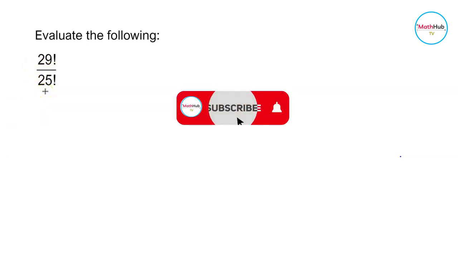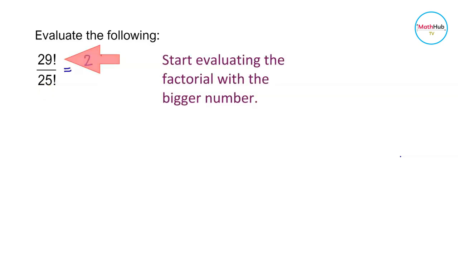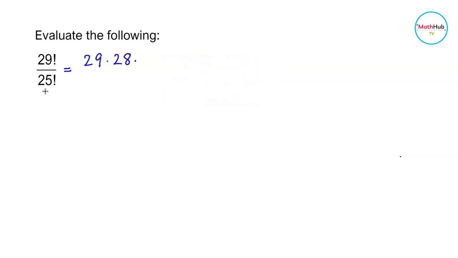Let's consider the following factorial expressions and evaluate them. Let's begin by evaluating 29 factorial divided by 25 factorial. To do this, we will rewrite 29 factorial as 29 times 28 times 27 times 26 times 25 factorial. We will end at 25 factorial because the denominator is already equal to 25 factorial. Copy the denominator, which is 25 factorial, and then cancel 25 factorial in the numerator and in the denominator.